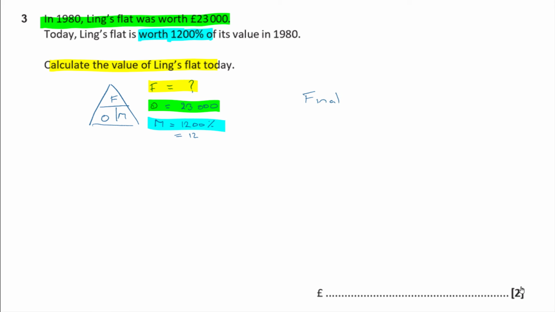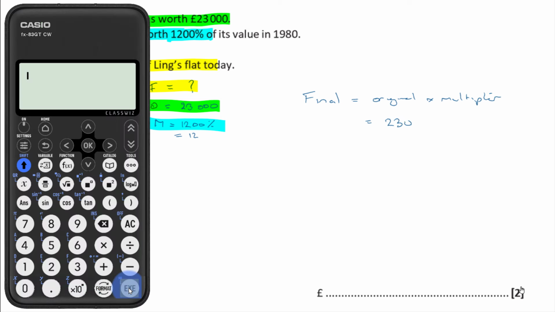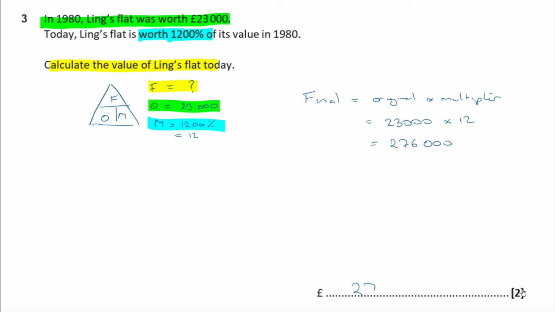So the final is equal to the original times the multiplier, which is 23,000 times 12. What's that then? 23,000 times 12 comes to £276,000. There we go. Outrageous amount of money.